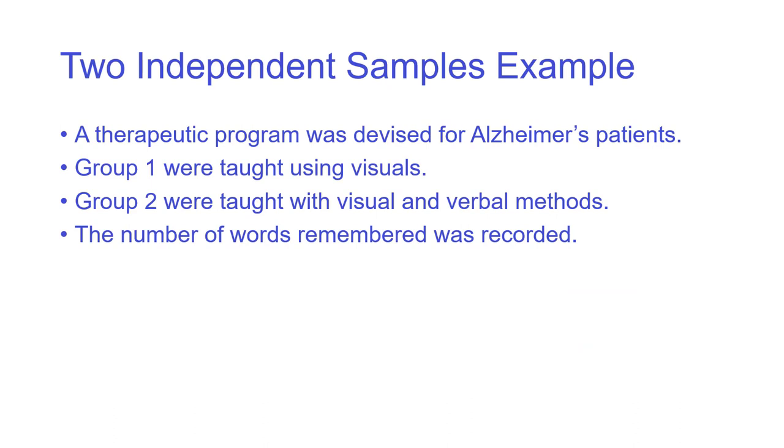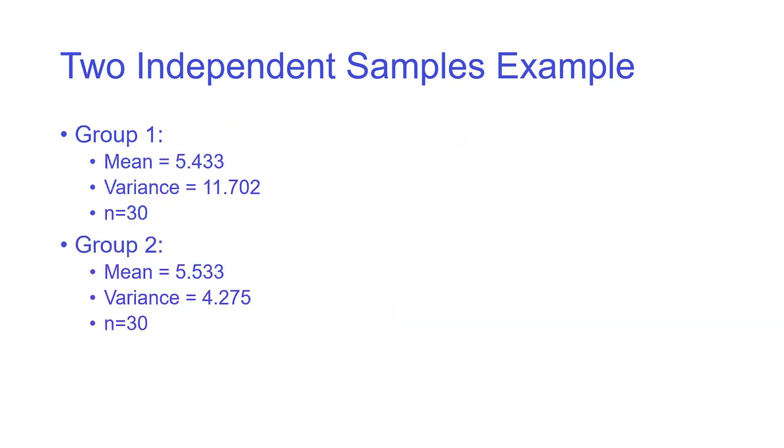Two independent samples example. So here we have a therapeutic program for Alzheimer's patients. Some are taught using visuals, some are taught using visual and verbal methods, and your outcome variable is the number of words that they can remember. Group 1 has a mean of 5.43 and a variance of 11.702, and there's 30 in the group. Group 2 has a mean of 5.53 and a variance of 4.275, and n equals 30.